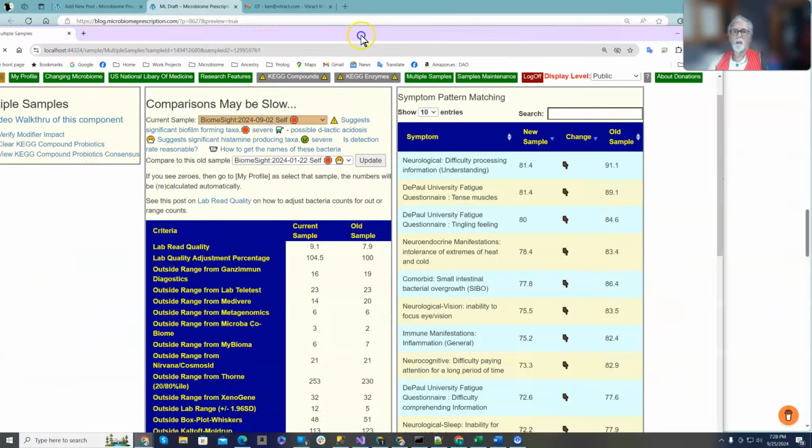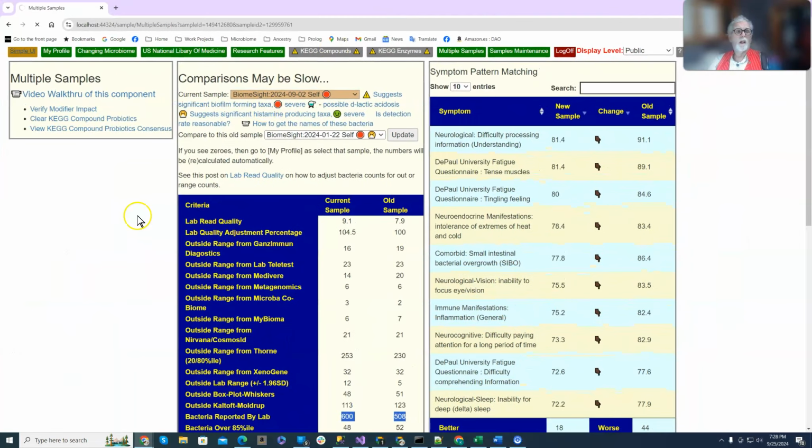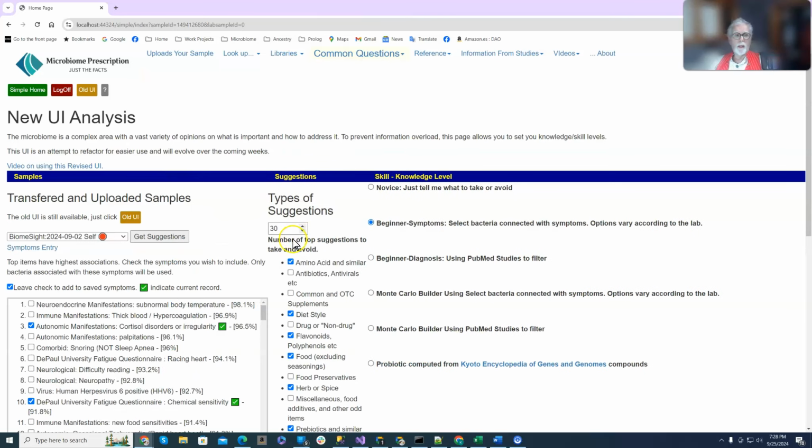And I'll just bring it in right here. And we have novice, just tell me what to take or avoid. If you have no idea of what to do, then just run with that one. But generally, suggestions is you probably want to do beginner symptoms, and it will now go and calculate out.